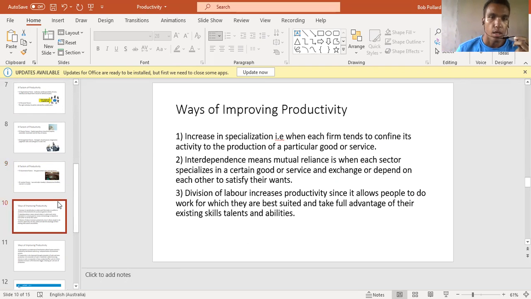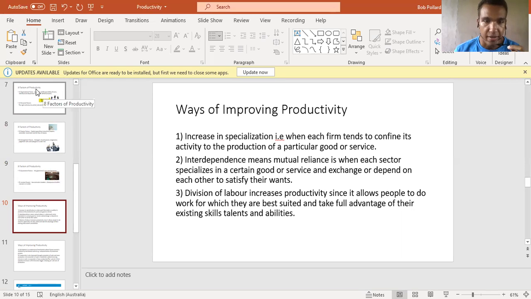Okay. Ways of improving productivity. Number 1, increase in specialization. When each firm tends to confine its activity to the production of a particular good or service. Number 2, interdependence means mutual reliance, when each sector specializes in a certain good or service and exchange or depend on each other to satisfy their wants.